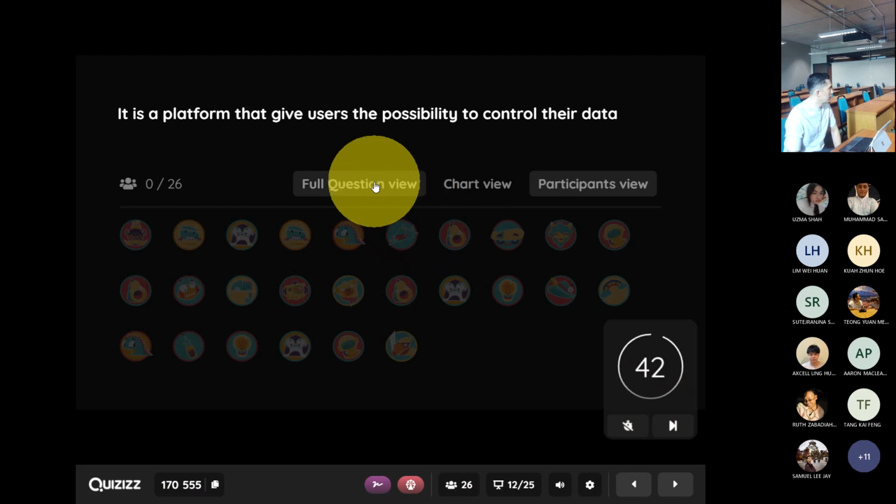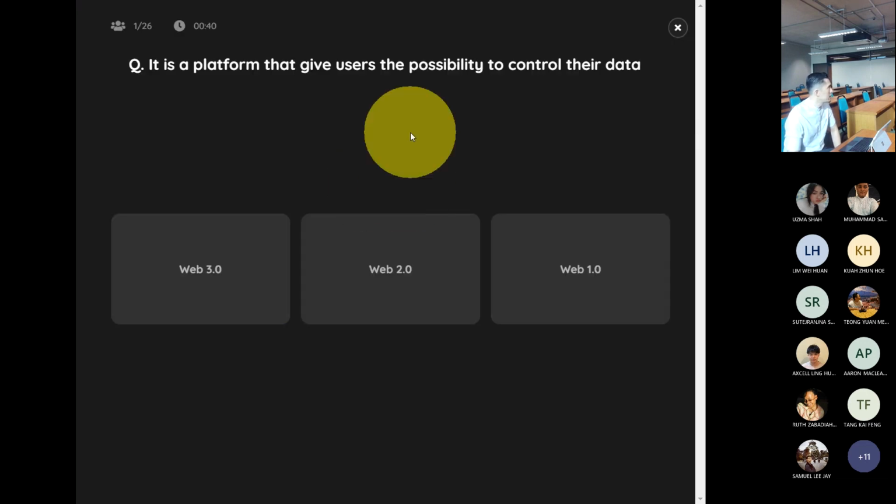It is a platform that gives users the possibility to control their data. So this is slightly a trick question as well. Please go through it carefully. There's one answer there. I would like to be quite sure that none of you should be choosing anymore.